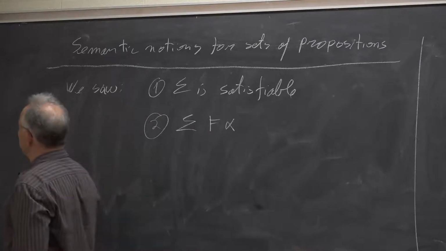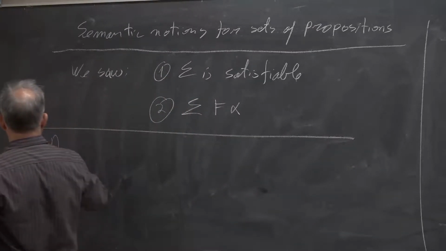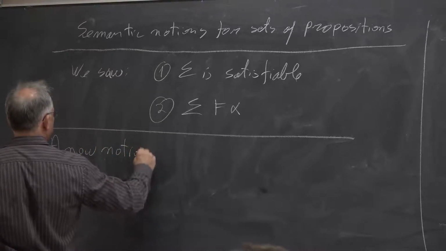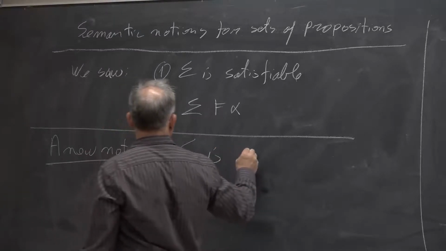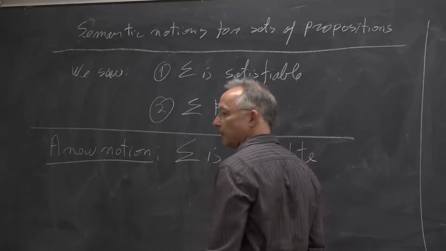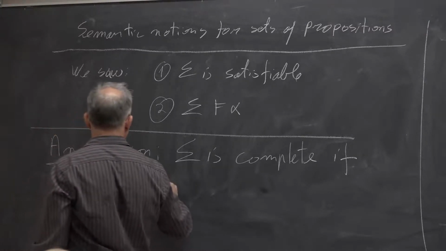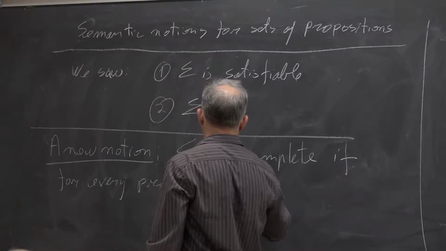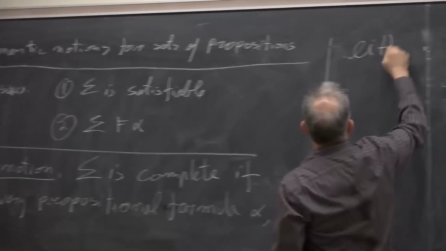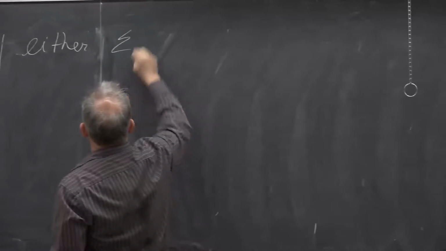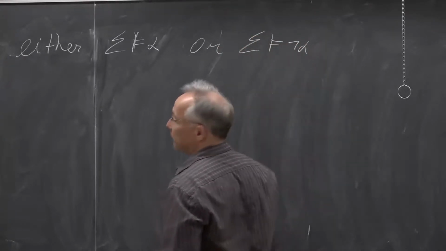And now I want to introduce two more notions. So here is a new one. We will say that sigma is complete if for every propositional formula alpha, either sigma logically implies alpha, or sigma logically implies the negation of alpha.